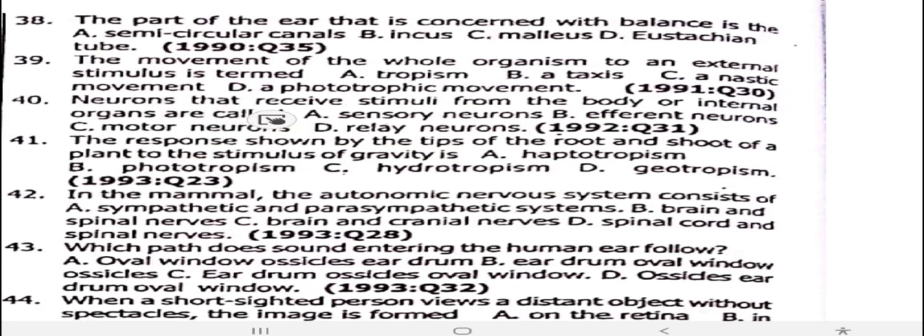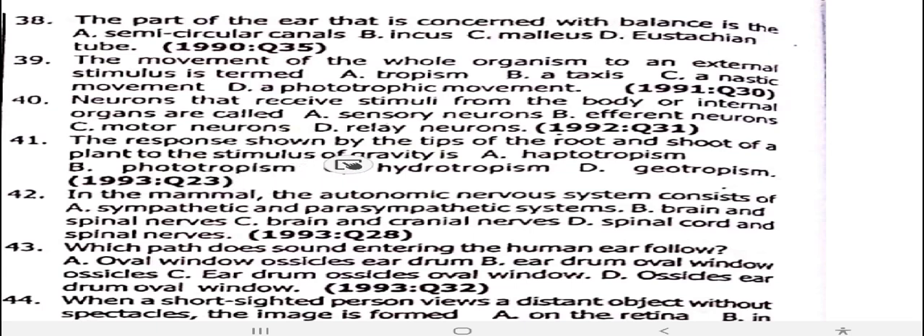40. Neurons that receive stimuli from the body or internal organs are called sensory neurons, option A. Motor neurons take it to the effector, they are in charge of making the thing happen. When you pinch somebody, sensory neurons collect and send to the brain. The brain decides what to do, whether to run away or pinch the person back, and that one has to do with motor neurons.